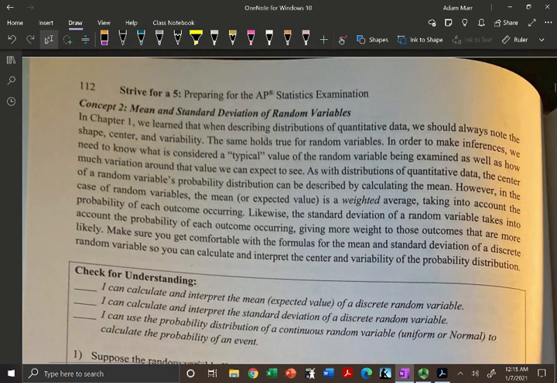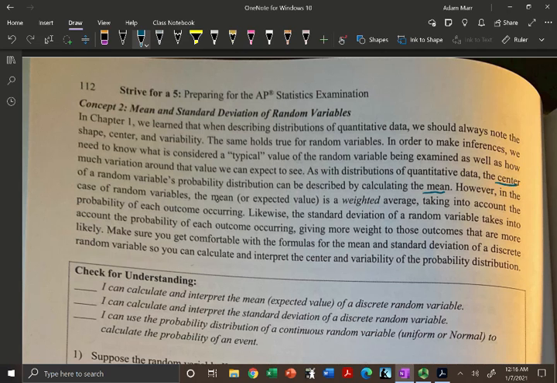Okay, in chapter 1, we learned when describing distributions of quantitative data, we should always note the shape, center, and variability. The same holds true for random variables. In order to make inferences, we need to know what is considered a typical value of the random variable being examined, as well as how much variation around what value we can expect to see. As with distributions of quantitative data, the center of a random variable's probability distribution can be described by calculating the mean. All right, so center, we're talking about mean.